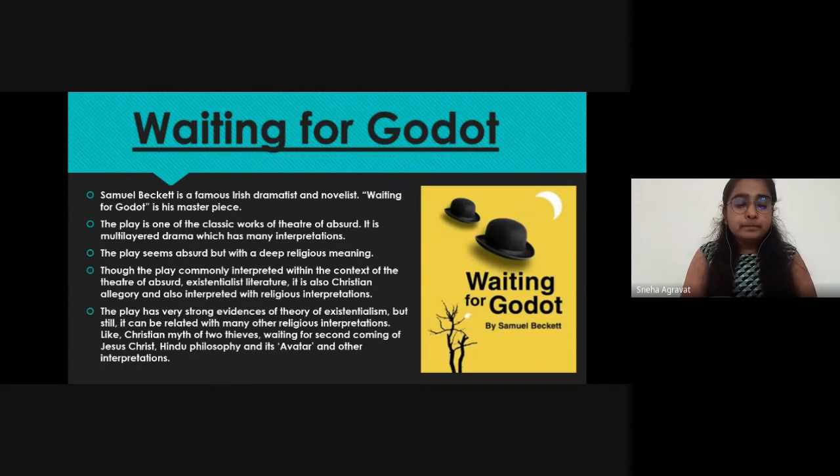It is a multilayered drama which has many interpretations. The play seems absurd but has a deep religious meaning. Commonly it is interpreted within the context of existentialist literature. It is also a Christian allegory and is interpreted with a religious interpretation. The play has very strong evidence of the theory of existentialism, but still it can be related to many other religious interpretations, like the Christian myth of two thieves waiting for the second coming of Jesus Christ, Hindu philosophy and its avatar, and other interpretations.